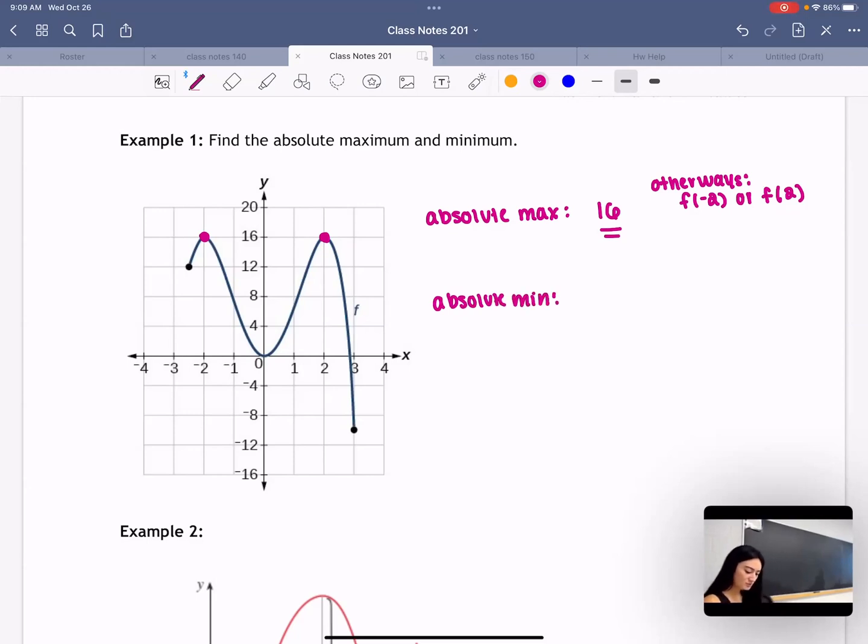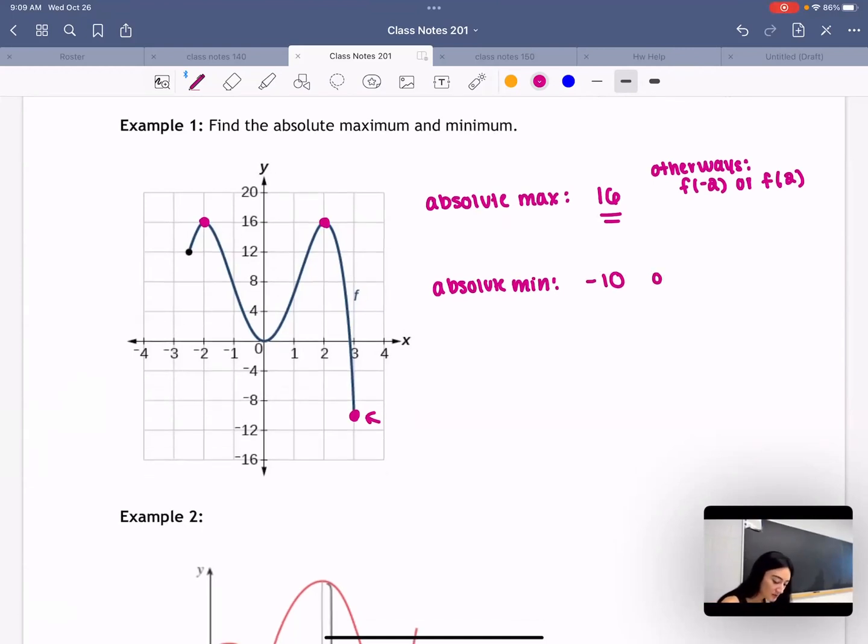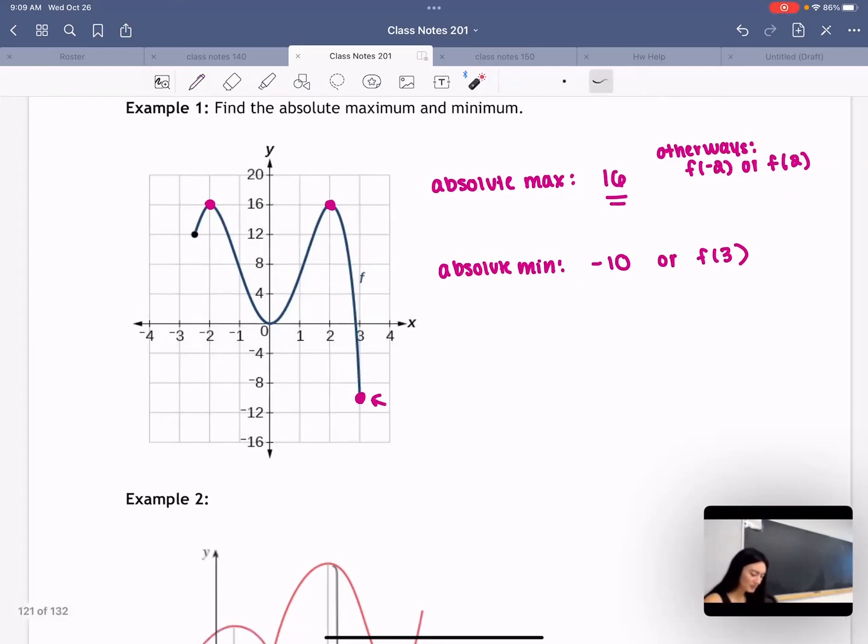Okay, let's talk about the absolute min. What's the absolute min here? -10, right? That's how low the function goes. This point right here represents the absolute min. So -10. Another way you can say this is f of 3. Now that's kind of weird. Last time the absolute min happened at the valley and the absolute maxes happened at the peaks. Why isn't this guy the absolute min? It's not the lowest y value, right? The absolute min doesn't talk about a valley or a peak. All it talks about is the highest y value and the lowest y value. That's all we're interested in.